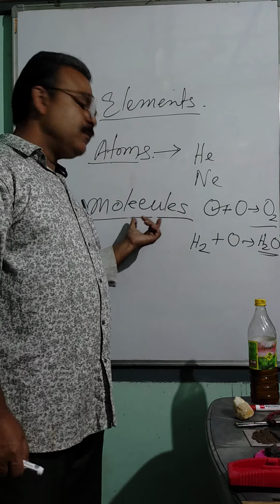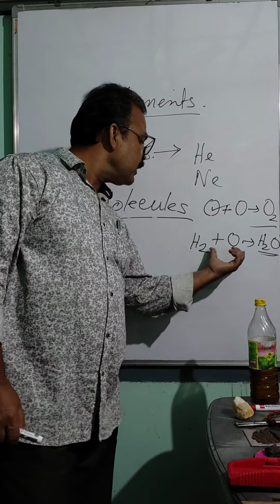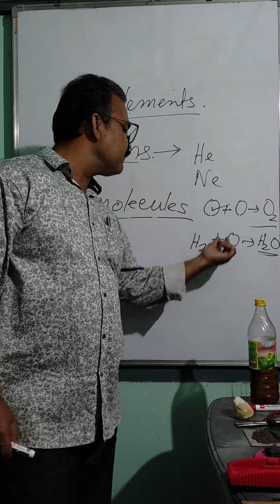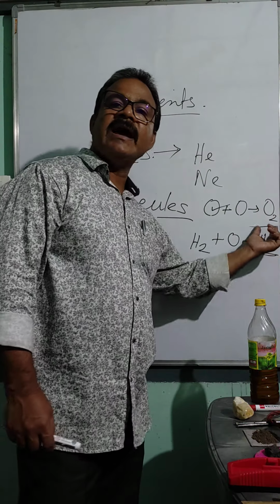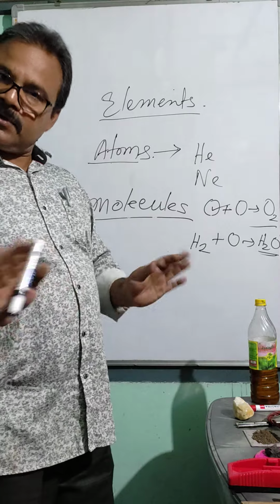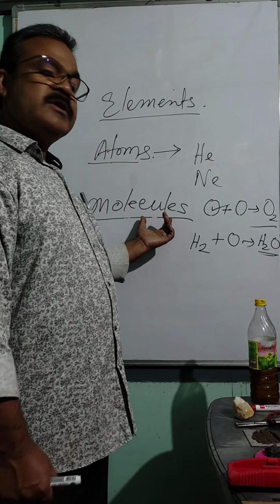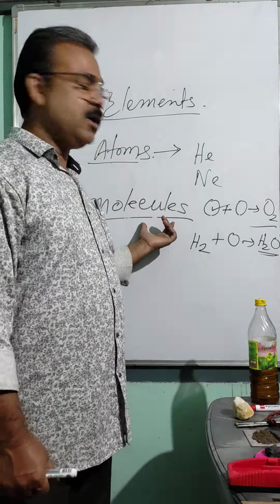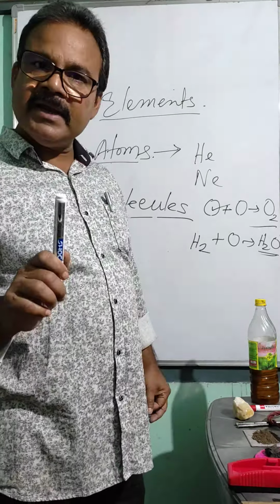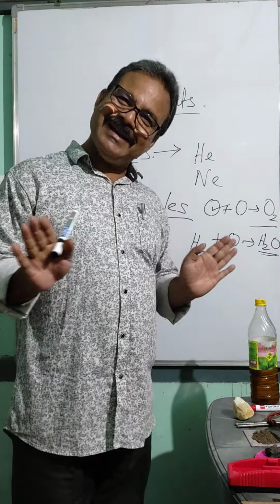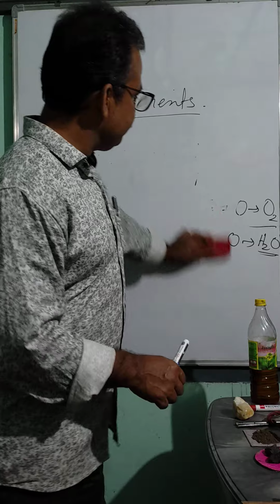Then how are molecules formed? Molecules are formed by the combination of atoms of the same element or atoms of different elements with the help of chemical bonds, and molecules have their independent existence. So we can conclude that molecules are the smallest particles of elements or compounds which have independent existence. Clear? Then again come back to our topic, that is element.